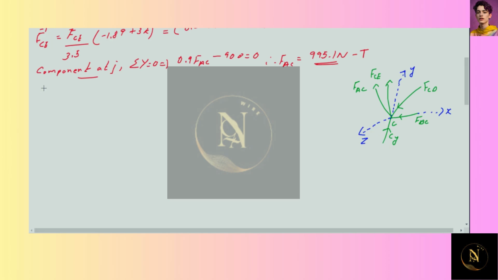Now component in the I direction. To find the component in the I direction, we need to find summation along x equal to 0. So that gives you 0.362 FAC plus 0.514 FCE equal to 0.